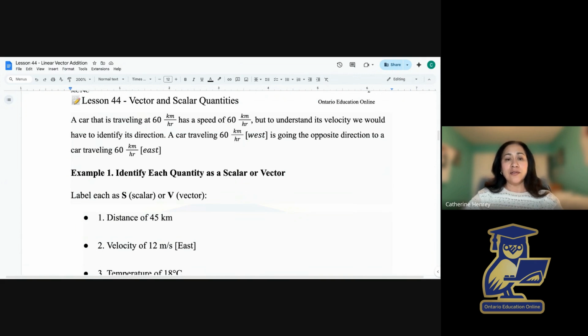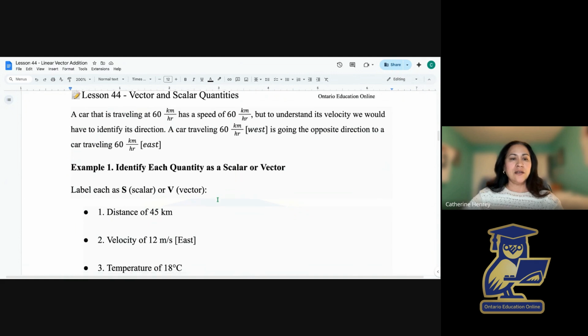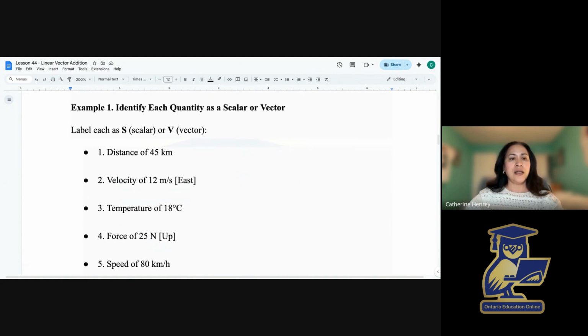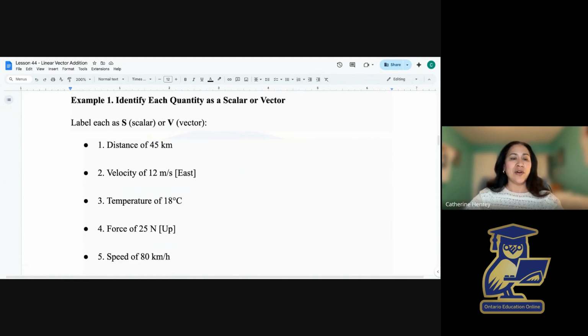If you have a car traveling at 60 kilometers per hour in the westerly direction, it's actually going opposite to a car traveling 60 kilometers per hour east. And that is the difference between our scalar versus vector quantity. So let's take a look at some of these examples. And I just want you to be able to identify each of these as either a scalar or a vector quantity.